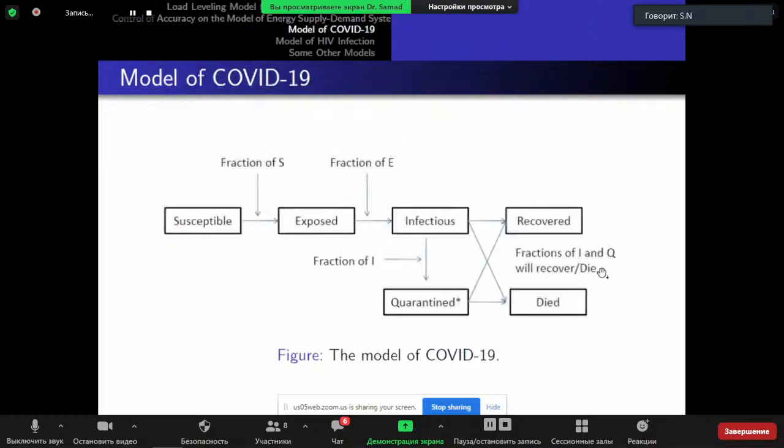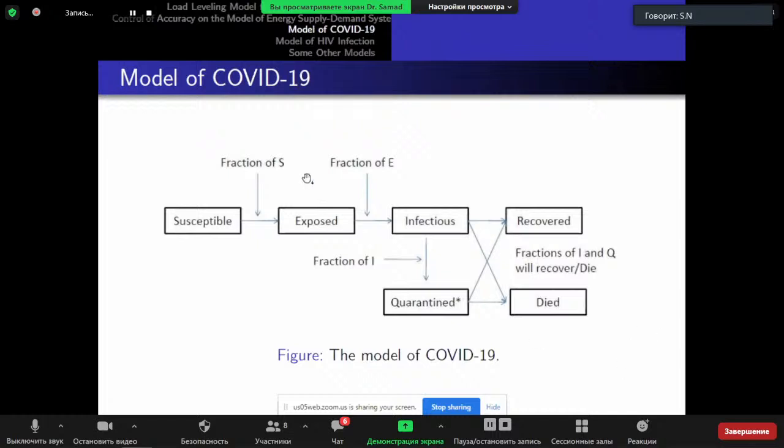The next model is the model of COVID-19. Last year we published this paper. We provided this model. Also, we included susceptible, exposed, infectious, recovered, quarantined, and died. They are all main functions. So here we have 6 functions in our model, and its mathematical form.